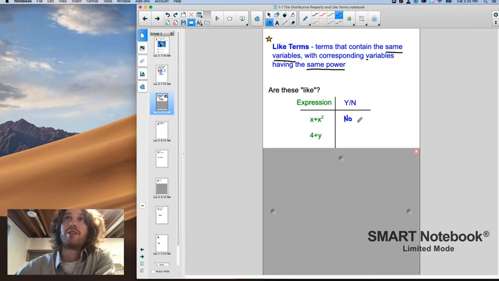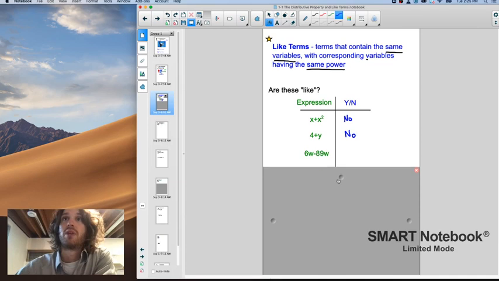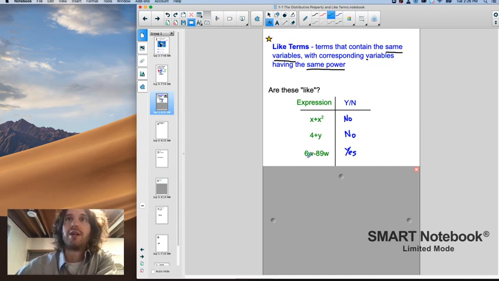4 and y, are these like terms? Do they have the same variables? No, this doesn't have a variable, and this does. So the answer is no. One's a constant, one is a variable, so we cannot add them together. This one down here, 6w minus 89w. They both have a w, so these are like terms, because they both have a w to the first power. So we can add their coefficients. 6 minus 89 is going to be negative 83w.